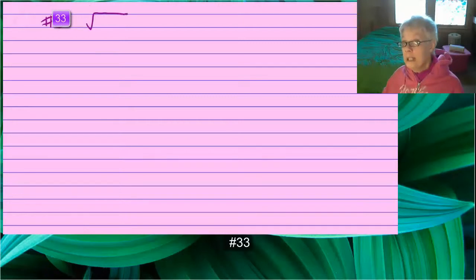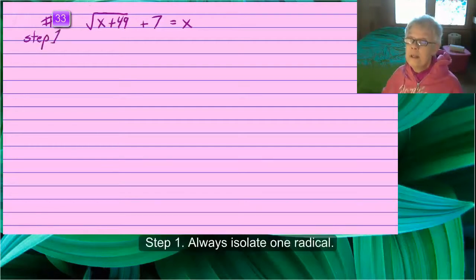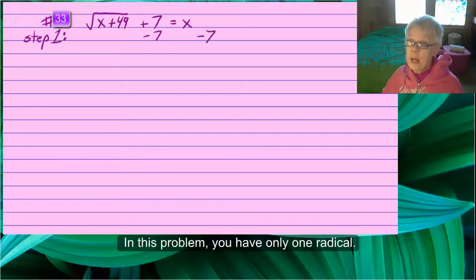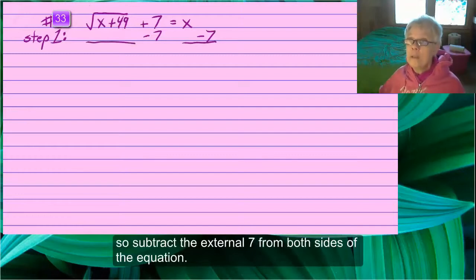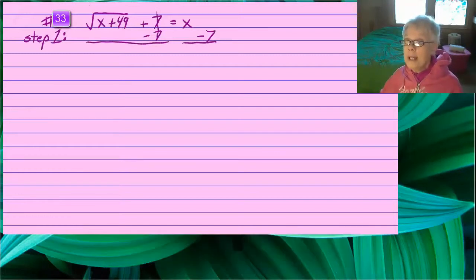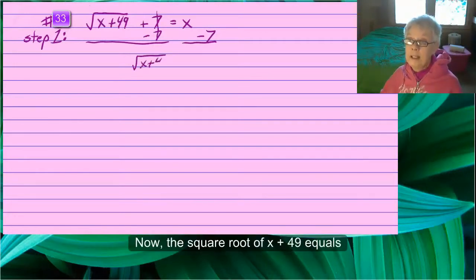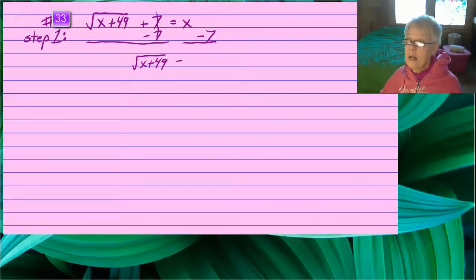So the problem is number 33, which is the square root of x plus 49 plus 7 equals x. There are steps you have to follow. The first one is to always isolate the radical. In this problem, you have only one radical. So subtract the external 7 from both sides. Now the square root of x plus 49 equals x minus 7.